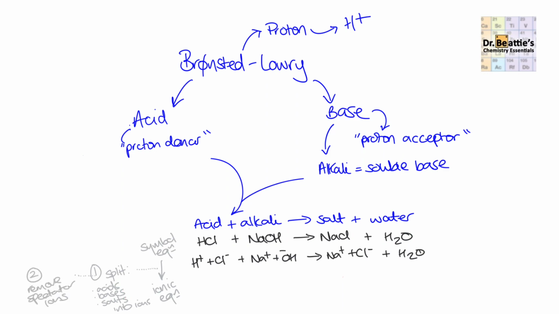Then what I need to do is remove any spectator ions. Spectator ions are those whose charges have not changed from the left-hand side of the arrow to the right-hand side of the arrow. You can see the H+ has changed. It's ended up in water and it's neutral here. So we're going to keep that. That is not a spectator ion. Cl- has not changed. So we're going to discard that.